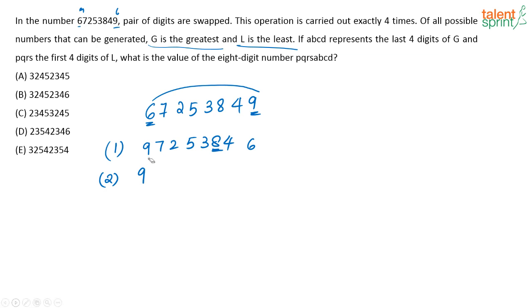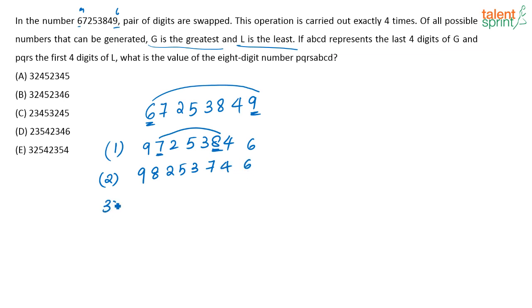Okay. Then, next, what digit should come here? 8 should come here. But what is there here? There is 7. So, let's swap these two. What will I get? This will become 8. Then I have 2, 5, 3. This will become 7 and I have 4, 6.